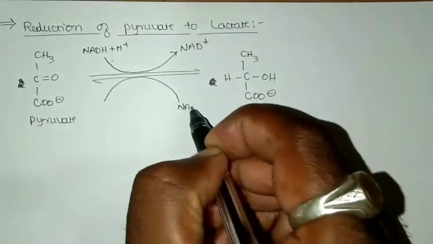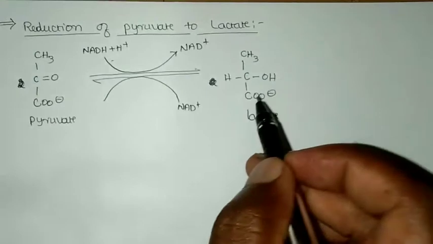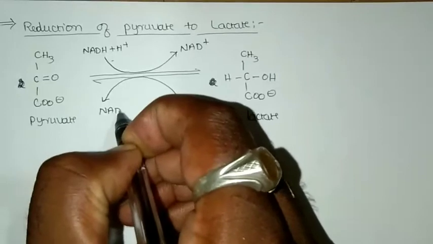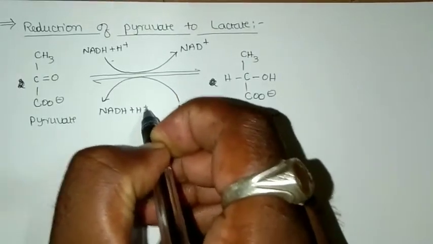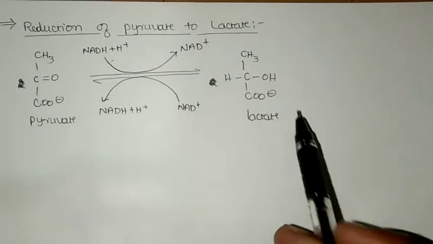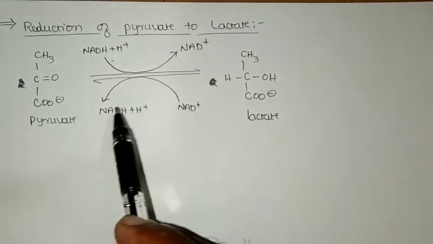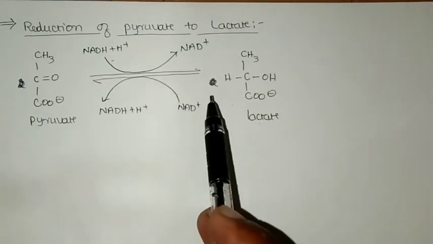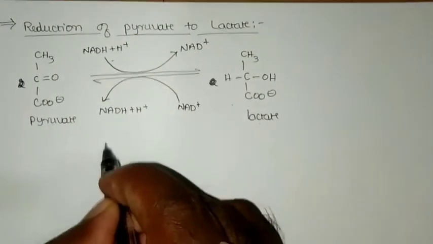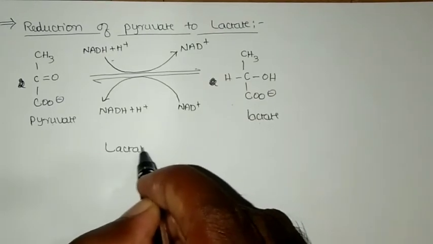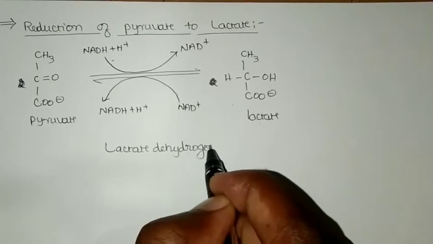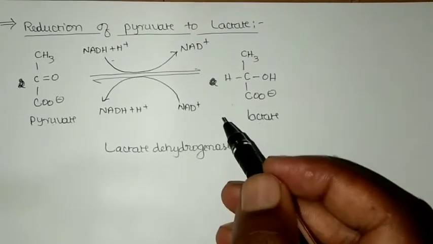The same NAD plus will cause dehydrogenation from lactate so as to produce NADH and H plus, and that causes once again conversion of lactate into pyruvate. So as a whole, under anaerobic condition, the pyruvate is reduced to lactate, and the reaction that causes interconversion of pyruvate and lactate is lactate dehydrogenase. This is the enzyme that actually causes conversion of pyruvate into lactate.